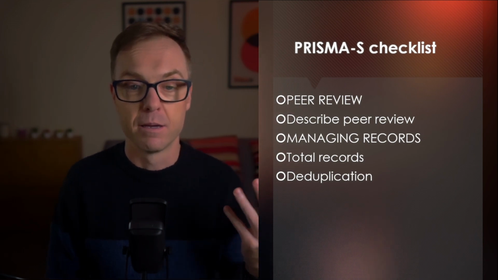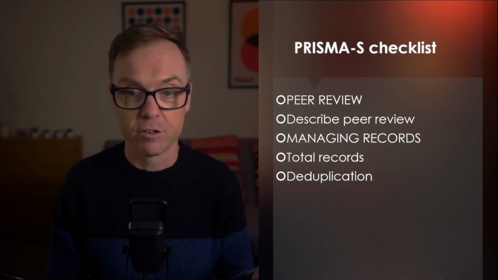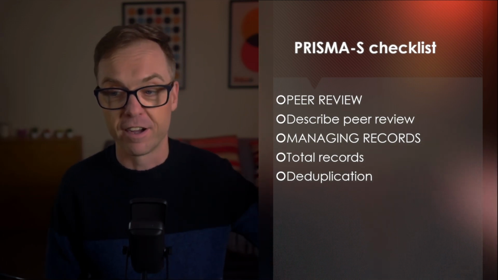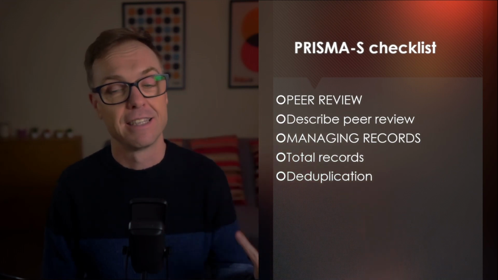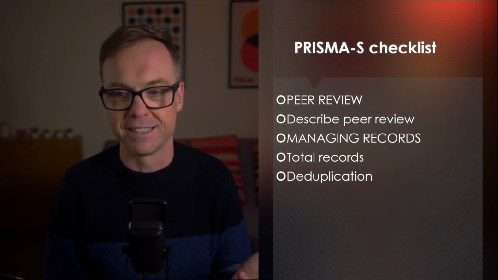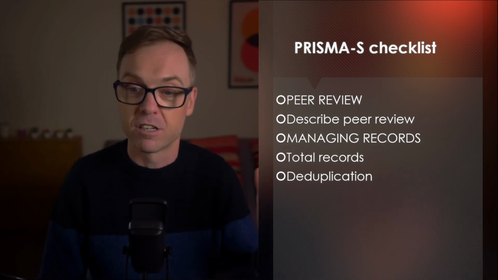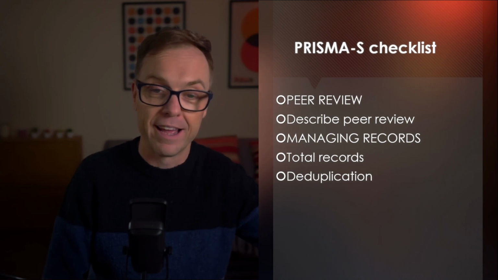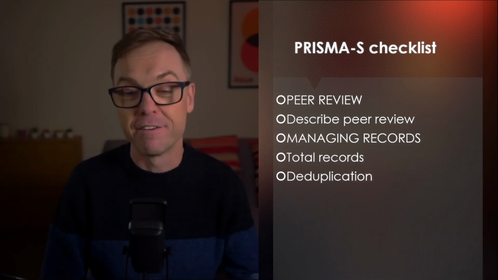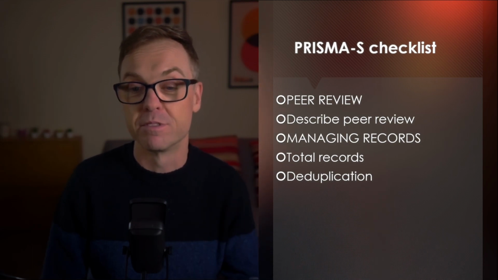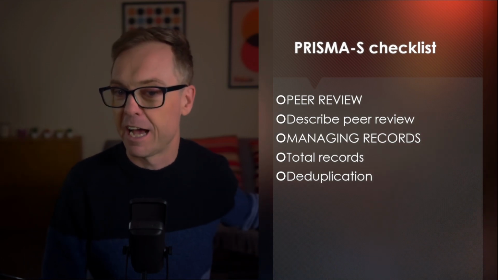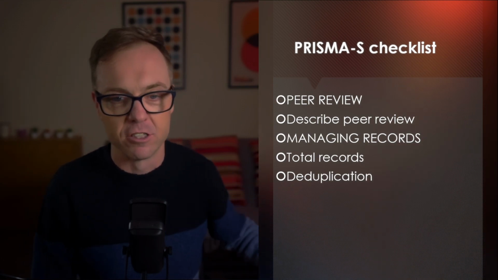In terms of how we manage our records, we're going to document the total number of records identified from each database. So this is kind of why I didn't like the idea of searching multiple databases simultaneously. We want to record separately how many results we got from each database. So how many from Medline, how many from Central, how many from PsycInfo, how many from Embase, potentially how many from Web of Knowledge.